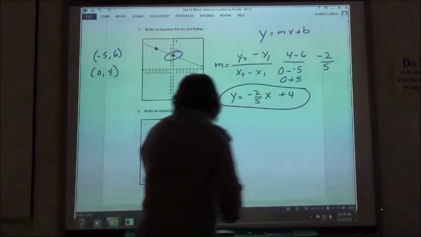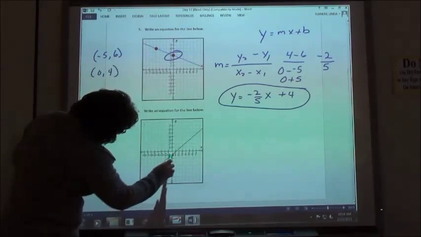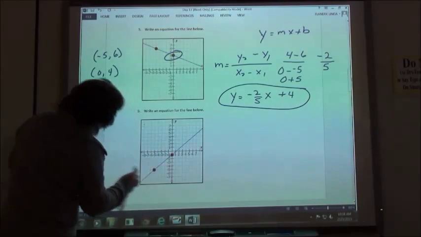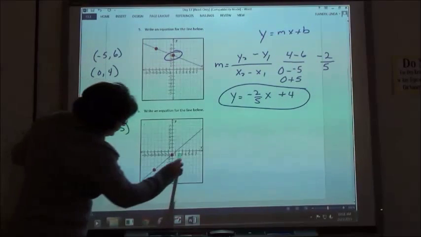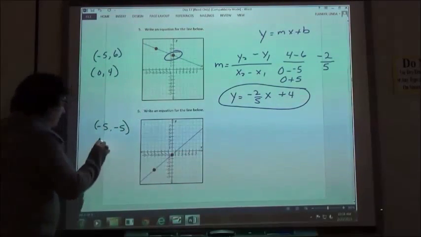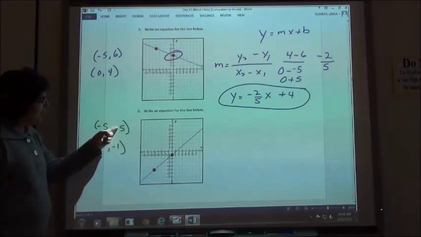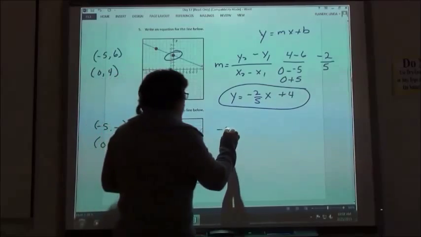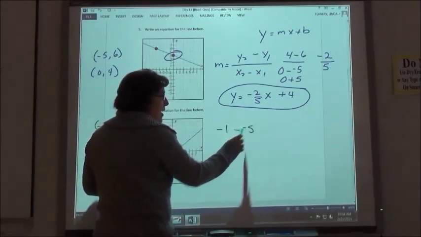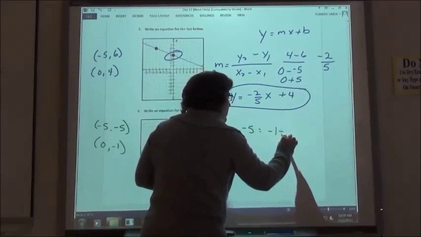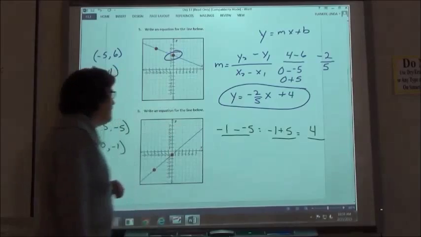Number 6, same kind of thing. I'm going to start by finding my slope. So the coordinates of my 2 points, negative 5, negative 5. And this one is at 0, negative 1. So y2 minus y1. Negative 1 minus a negative 5. Since that's subtracting a negative, negative 1 plus 5 gives me 4 on the top of that fraction.